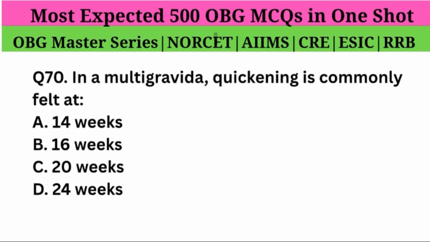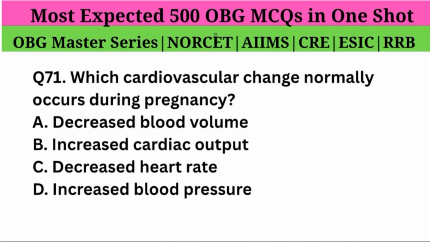Next question, in a multigravida, quickening is commonly felt at. Your correct option is option B, 16 weeks. Next question, which cardiovascular change normally occurs during pregnancy?